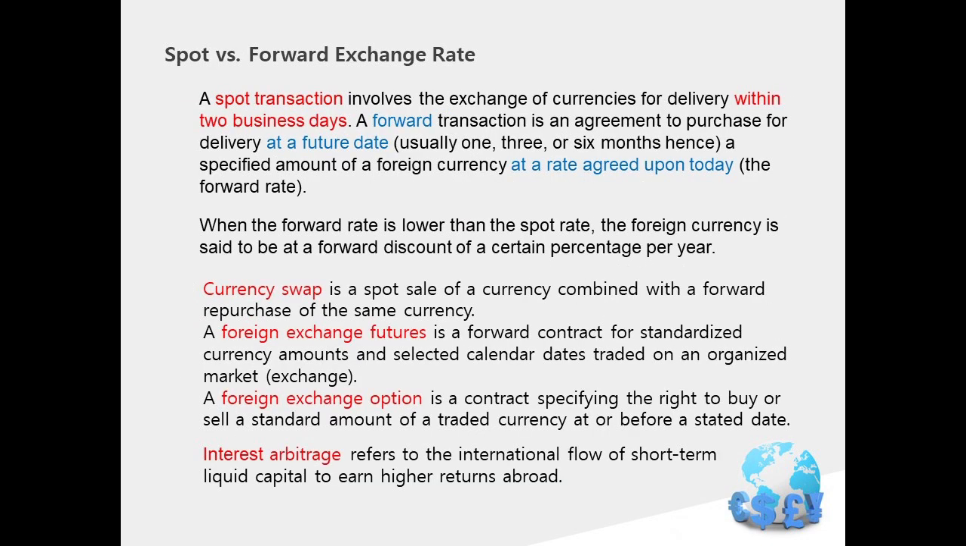Spot versus forward exchange rate. A spot transaction involves the exchange of currencies for delivery within 2 business days. A forward transaction is an agreement to purchase for delivery at a future date, usually 1, 3, or 6 months hence, a specified amount of a foreign currency at a rate agreed upon today. This is known as the forward rate. When the forward rate is lower than the spot rate, the foreign currency is said to be at a forward discount of a certain percentage per year. Currency swap is a spot sale of a currency combined with a forward repurchase of the same currency.